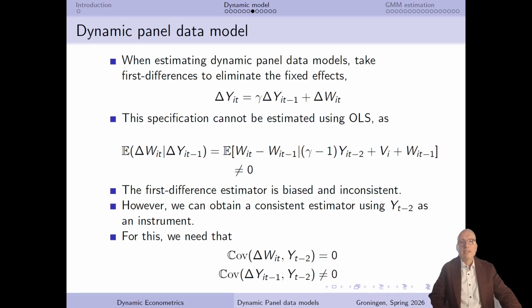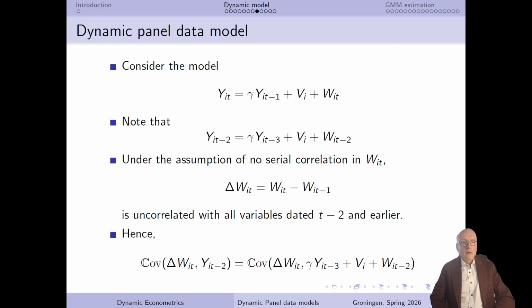Apart from instrument exogeneity, we also need the instrument y_{i,t-2} to be relevant in this case. That means that y_{i,t-2} should be correlated to the endogenous regressor delta y_{i,t-1}. So the covariance of delta y_{i,t-1} and y_{i,t-2} should not be equal to 0. Let me start by looking at instrument exogeneity.